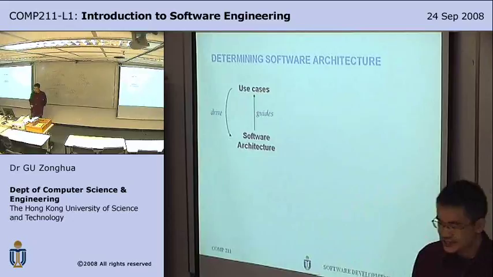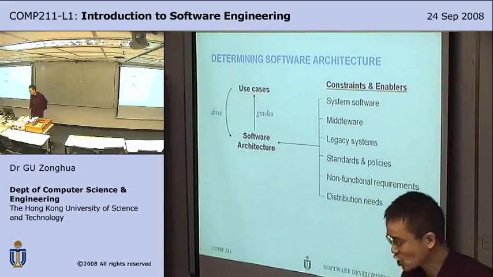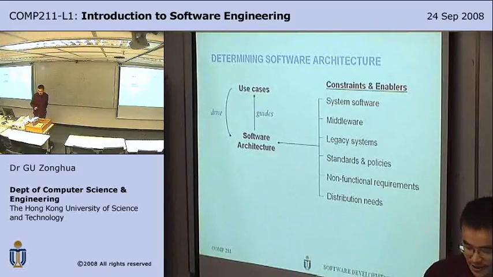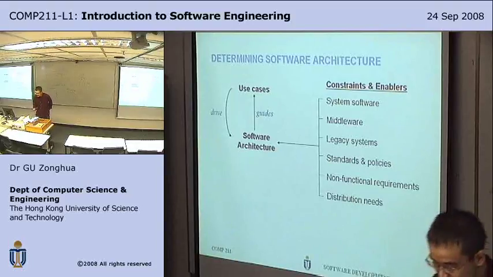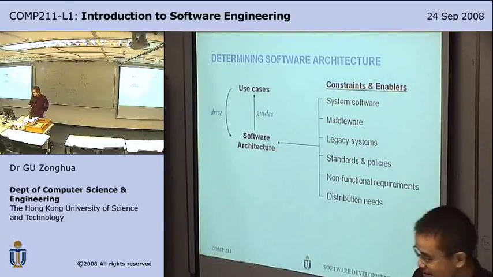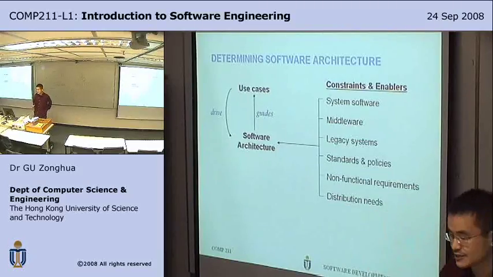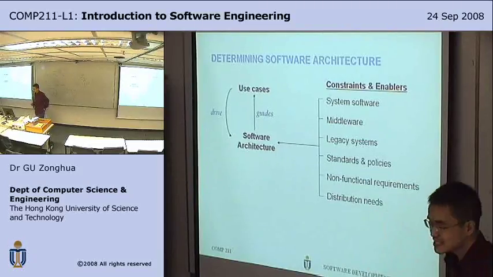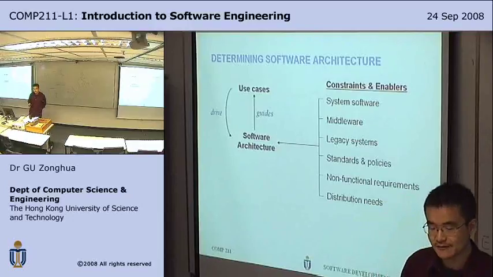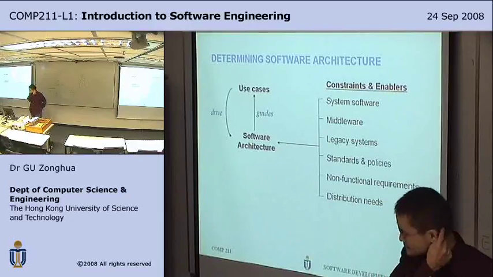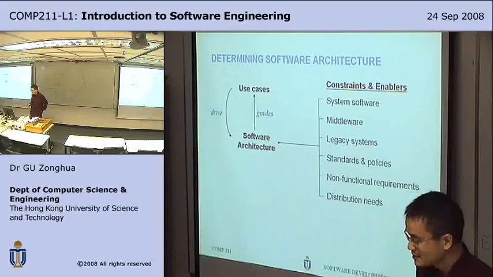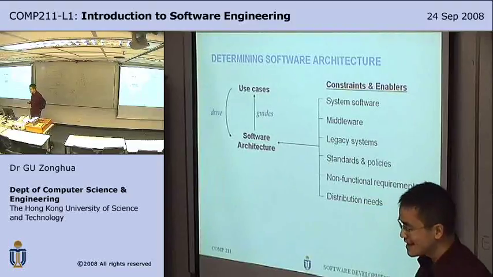So use cases drive software architecture, and in turn, architecture guides the use cases. That is, you first use the most significant, the key use cases to derive an architecture, and then based on the architecture, you guide the development of other secondary use cases. Architecture has a set of constraints and enablers.